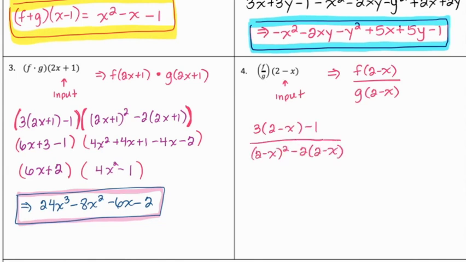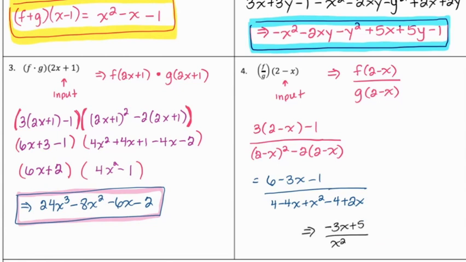Okay, so I substitute into the f function, I substitute into the g function. I'm going to simplify the numerator, simplify the denominator. Okay, let's clean it up one more time, and we get our answer. So our final answer, when we divide these two functions with that given input, we got negative 3x plus 5 divided by x squared minus 2x. Let's take a look at the last question.